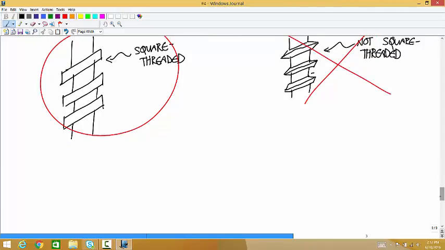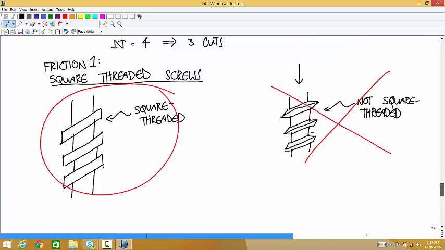Okay, so what happens when a thread slides along a path? Remember, square threaded screws are going to end up being a calculation of a block sliding along an incline. That seems like kind of a stretch; at first glance they don't look very much alike. So think about what's happening with this thread.